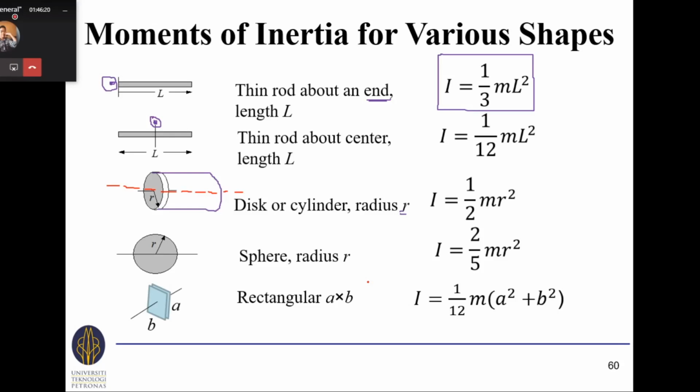So do we need to remember all this? Like 1 over 3, 1 over 12? No. That will be given. Don't worry. This will be given. But you have to know which case it is referring to.